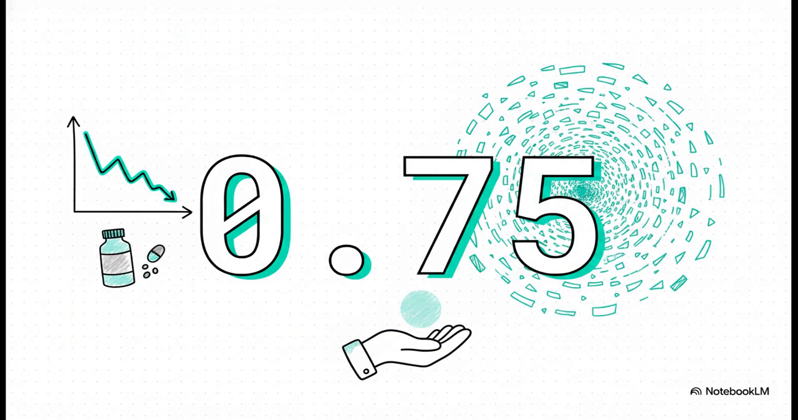We run the exponential regression, and boom, out comes our model. Y equals 80 times 0.75 to the power of x. Our starting amount, A, is 80, but look closely at the B value. It's 0.75. Because B is less than 1, it represents a shrinking factor. The medicine is decaying, leaving exactly 75% of its previous amount every single hour.